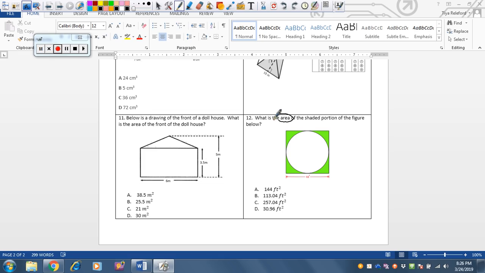Number 12, it asks you for the area of the shaded portion. So you're going to have to find area of the square. And then you're going to have to find area of the circle. And then you're going to subtract. Now careful, the diameter of the circle is 12. So what is the radius? You might have to go back and look at your notes. You got to reach back into the back part of your brain for that one. It's been a little bit.